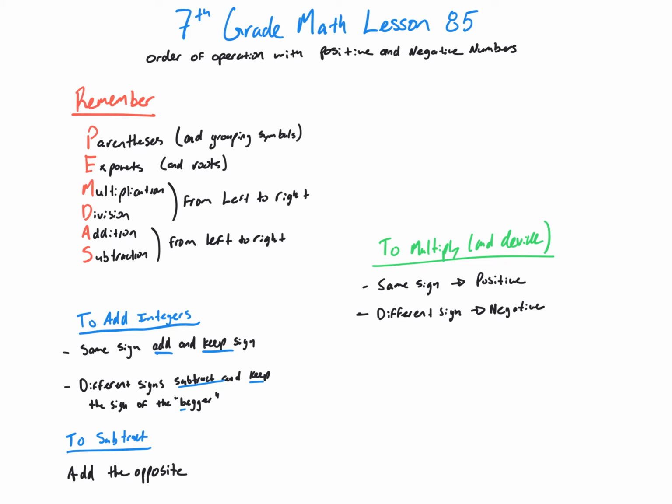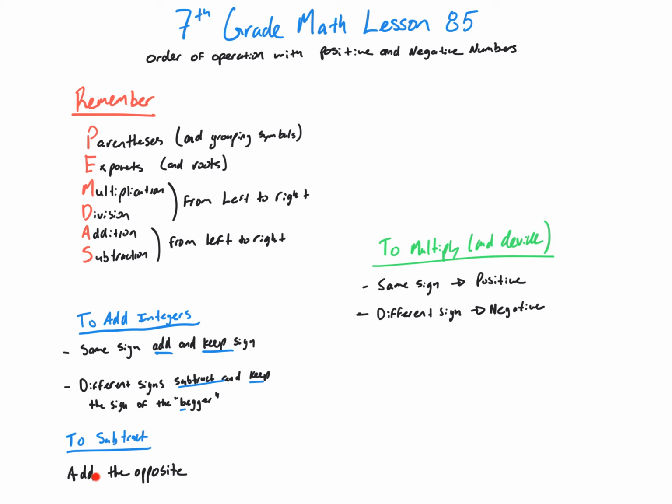To add integers, if they have the same sign, you just add and keep the same sign. So 2 plus 2 is 4. Negative 2 plus negative 2 is negative 4. If they have different signs, you subtract them and keep the sign of, quote-unquote, the bigger one, or the one that's further from 0. So technically 5 is bigger than negative 7. But if you were to say 5 plus a negative 7, then you'd keep the sign of the negative 7 because it's the one further from 0.